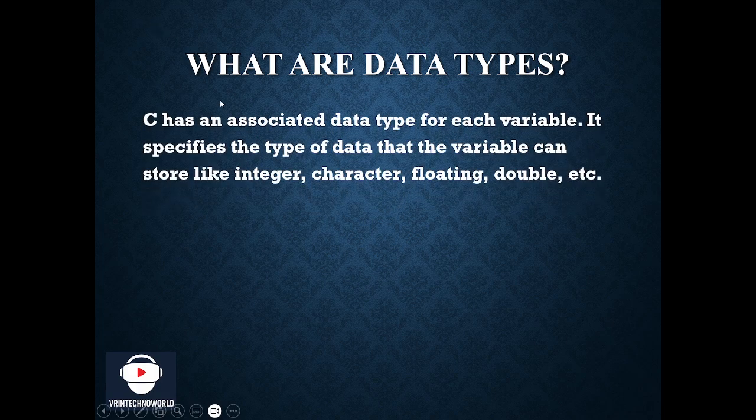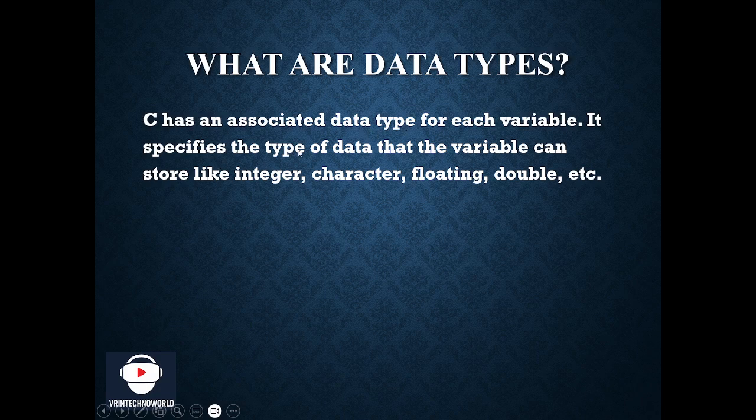You know very well that C has an associated data type for each variable. What is the meaning of it? That each and every variable, whether it has a value of an integer kind, a decimal point value, or a character type value, for each and every variable, we have some dedicated data types.